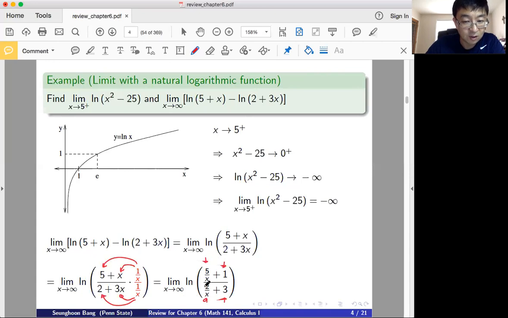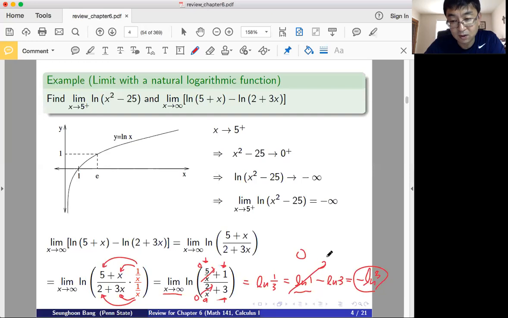So what happens? X value approaches infinity. 5 over x is going to 0. 2 over x is going to 0. The remaining part is ln 1 over 3. ln 1 over 3 is ln of 1 minus ln of 3. What is ln of 1? Do you know what is ln of 1? The 0, is it right? 0? Yes, ln 1 is 0. Answer is minus ln of 3. Is it right? This is the answer.